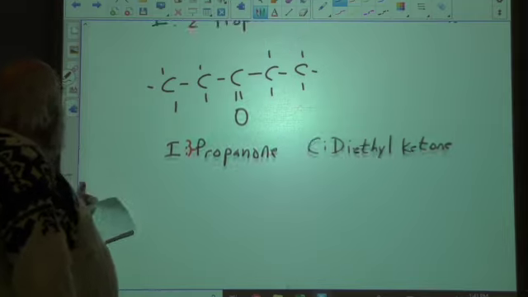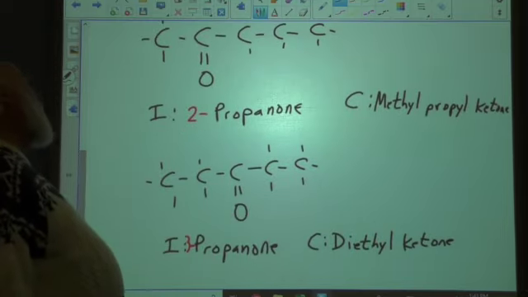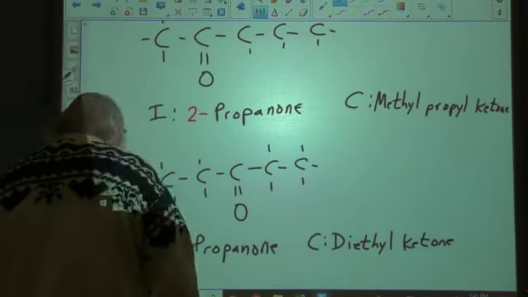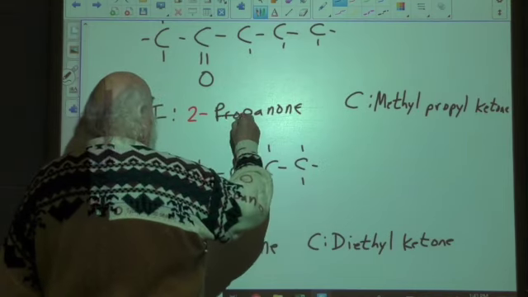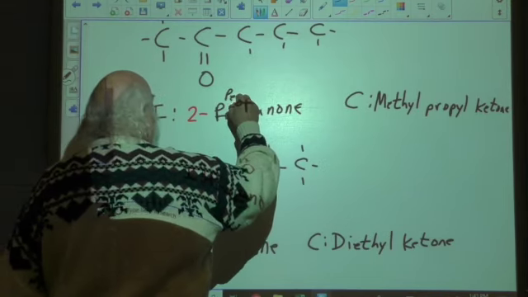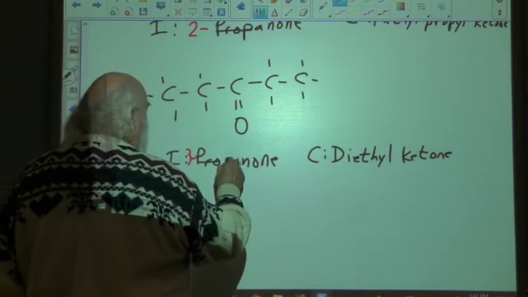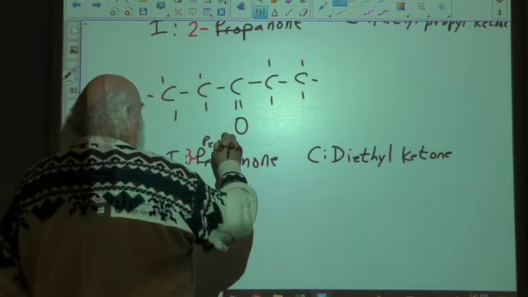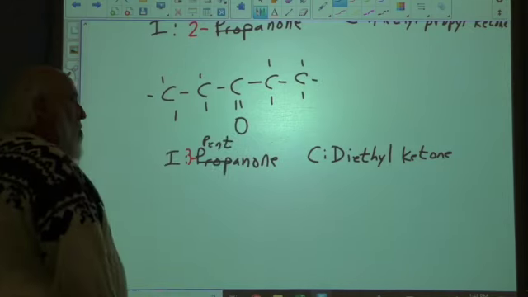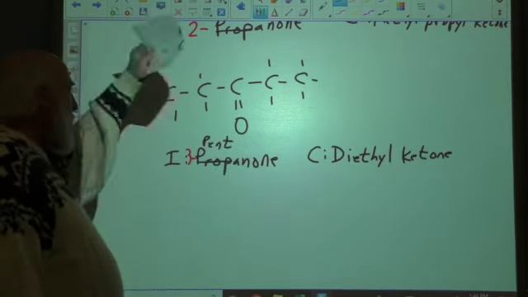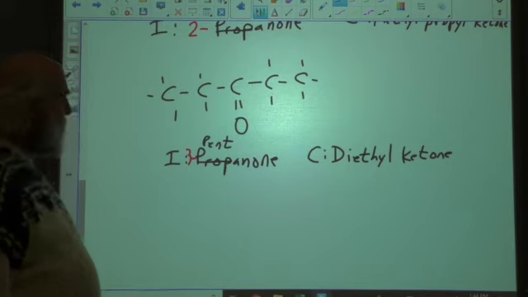Oh, wait, no, not propanone. Oh my goodness. It's 5 carbons. Moron. This is pentanone. How many of you were screaming at the Chromebook on that? It's pentanone, not propanone. Pentanone. Oh my gosh. Not good.